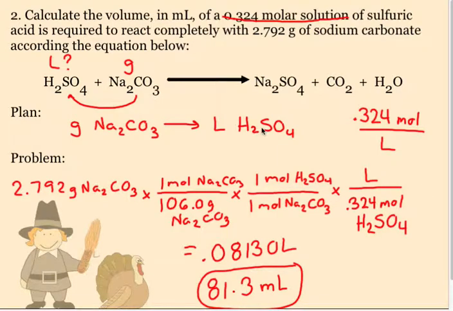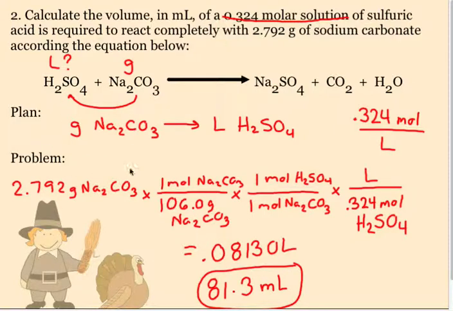And the last one we're going to do here, we want to calculate the volume in milliliters of a 0.324 molar solution, and that just means molarity, of sulfuric acid, and we let it completely react with 2.792 grams of sodium carbonate. We know how many grams of sodium carbonate we're starting with, and we want to know how much of the sulfuric acid we need. Sulfuric acid is not a gas, so that means it's definitely going to be a solution problem.